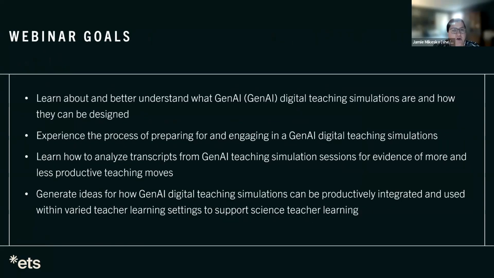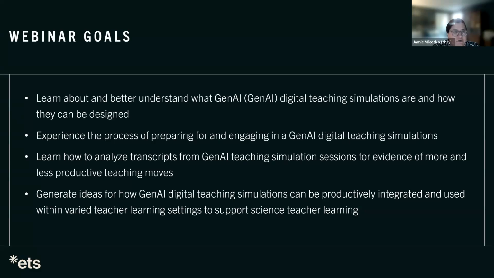So this is a broad overview of the goals for our webinar today. We have 4 main goals, and we're hoping to spend some time addressing each through different learning activities that we'll engage in together. Our first goal is to help you learn about and better understand what GenAI digital teaching simulations are and how they can be designed. And when we say GenAI, we mean generative artificial intelligence. GenAI is the shorthand acronym that we use.